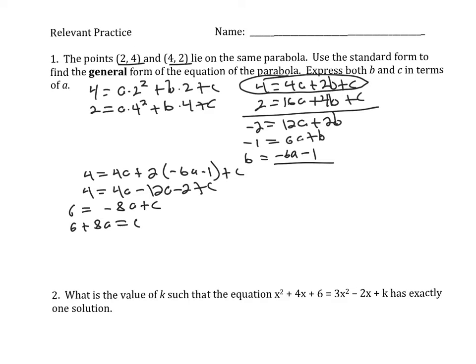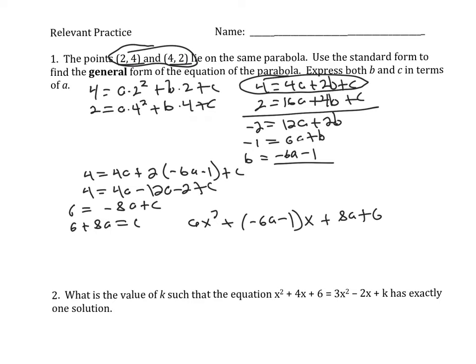So now we can replace b and c, and we get ax squared plus, instead of b, we'll get negative 6a minus 1 times x plus our c value, or 8a plus 6. Now if I plug in any value for a, I'll get a parabola that passes through our two given points here.